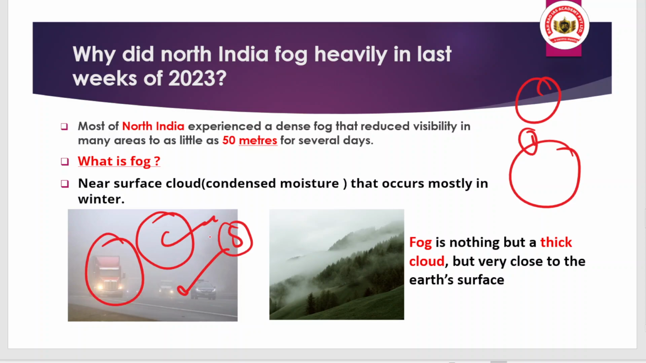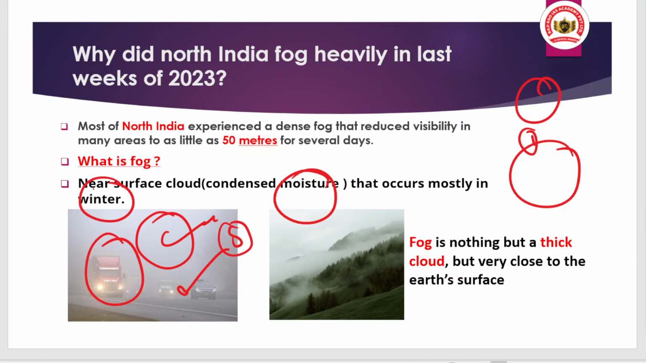So fog is basically a near-surface cloud, that is, condensed moisture that occurs mostly in winter, because in winter the temperature is very low, and because of the low temperature the condition of condensation is easily available. So in the summer we have condensation but in the upper sky, but in the winter we have condensation at the ground level. That is the basic thing you need to understand.